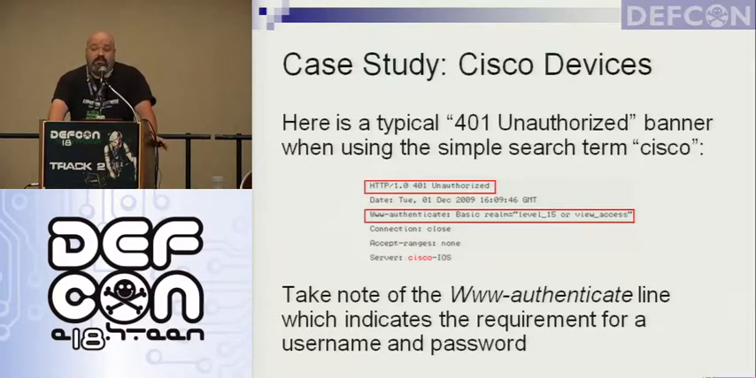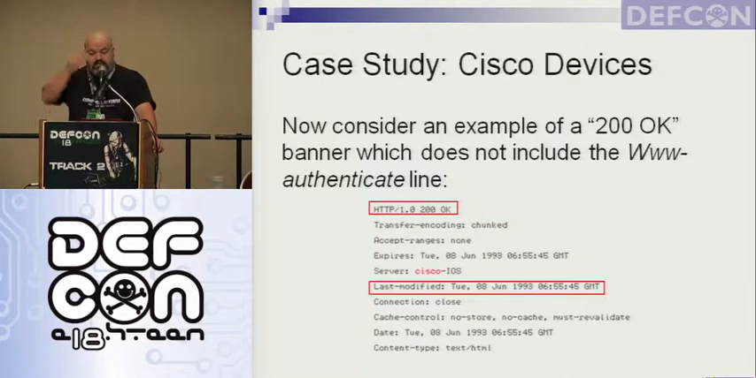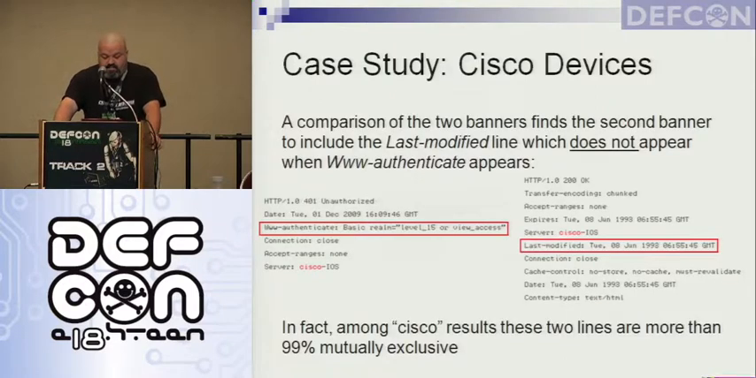I can tell you that when you see this, when you click on the result for this, you're going to get a pop-up box, and it's going to ask you for a username and password. And if we don't have it, obviously we can't get to that page. Here's an example of a Cisco banner that is a 200 OK. Notice that it does not have a www authenticate box, and it also has the last modified box. When we put these side by side, we find that the 2 lines, www authenticate and last modified, are almost 99.9% mutually exclusive.